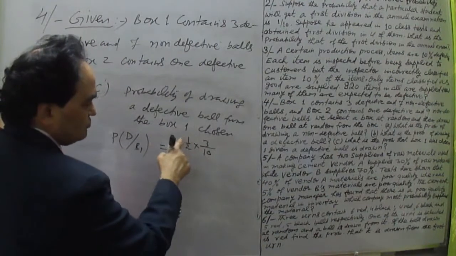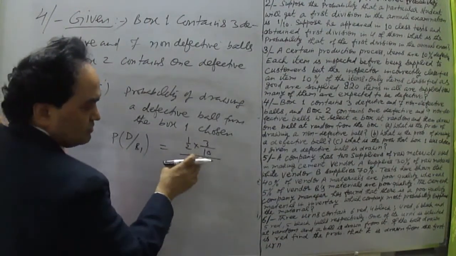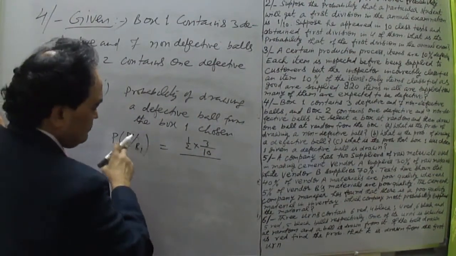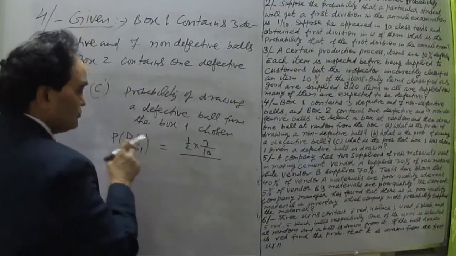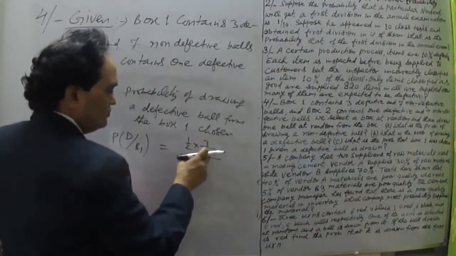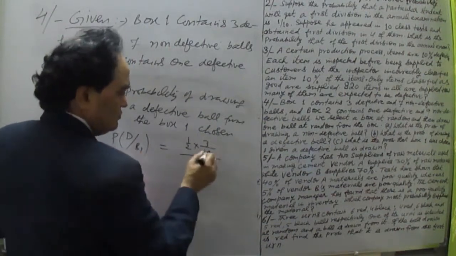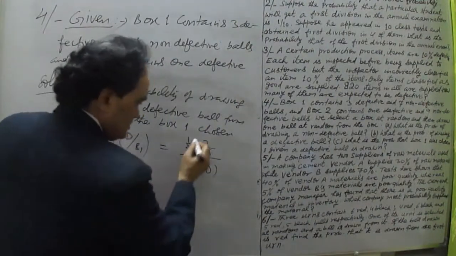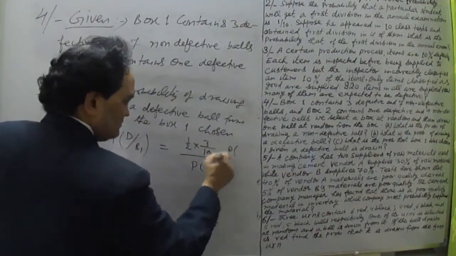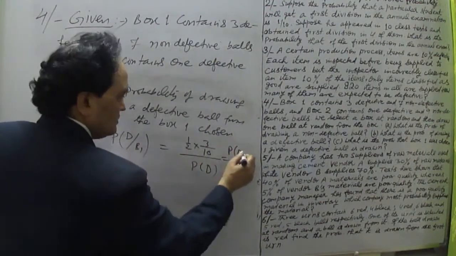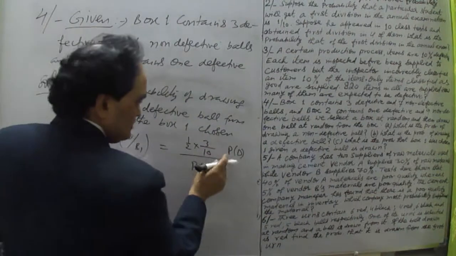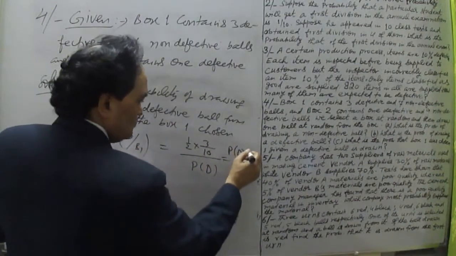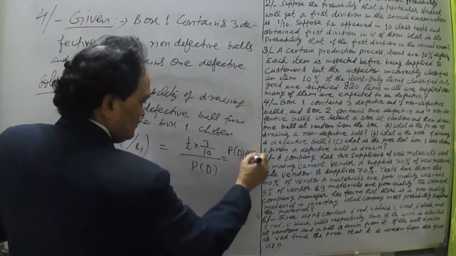Defective balls, box 1 is selected, and this 3 upon 10 can be said as the probability of D by B1. D by B1 means from box 1 we are selecting. This is the probability of B1 into the probability of D by B1, upon the probability of D, defective balls. So this could be written as the probability of B1 into the probability of D by B1, divided by the probability of D, into the probability of B1 by D.